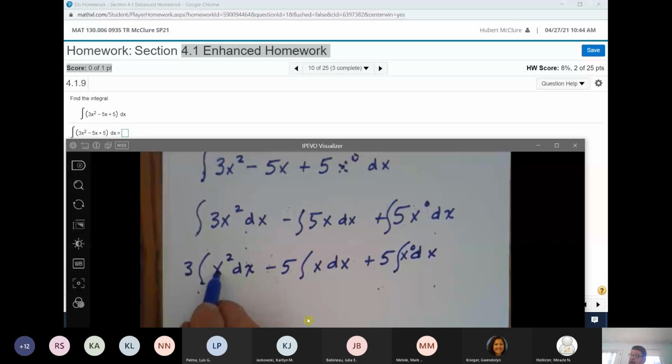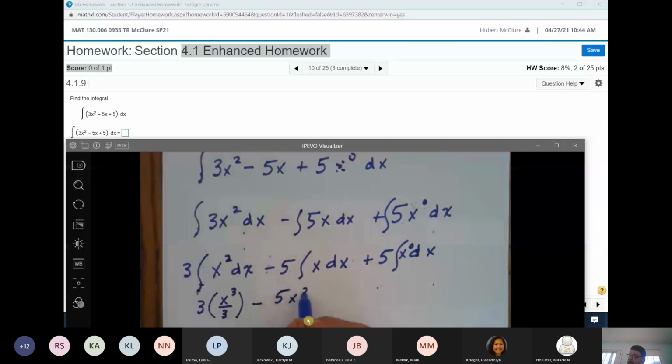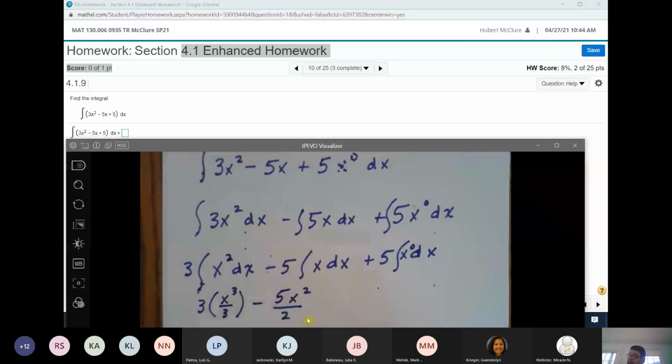Now take x squared, that'd be x to the 3rd over 3 minus 5x squared over 2 plus 5x to the 1st over 1.